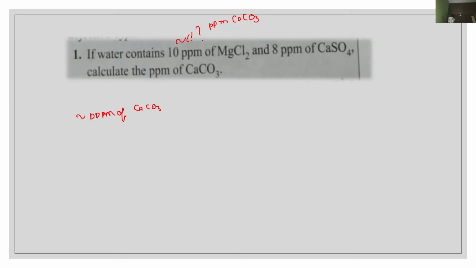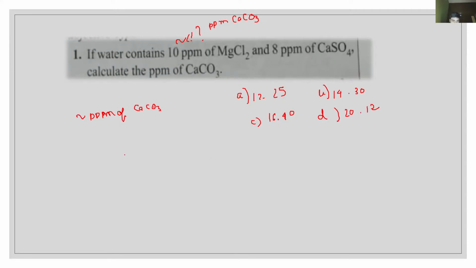So let us see. The options for this question are: option A 12.25, option B 14.30, option C 16.10, 16.40, option D 20.12. Calculate. 3, 2, 1, start. First I am giving you the explanation of this.